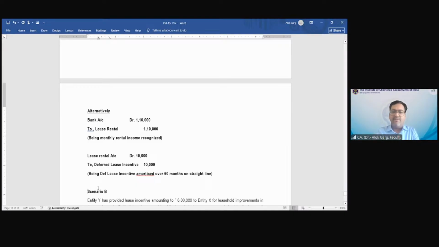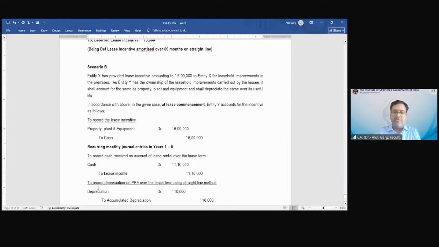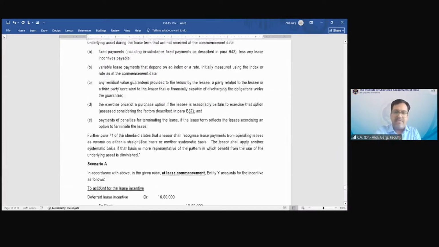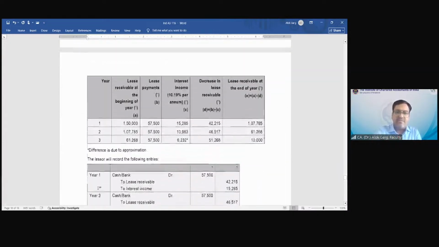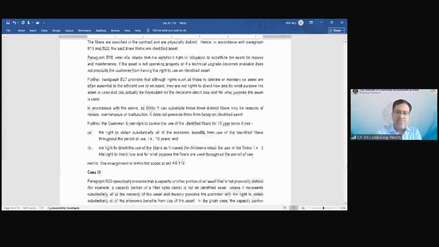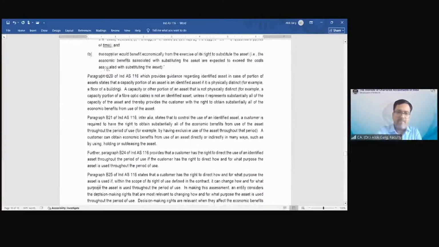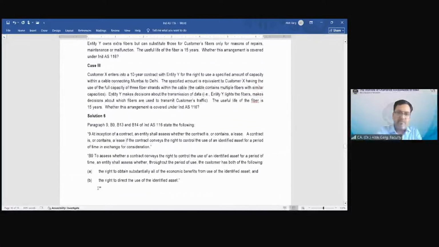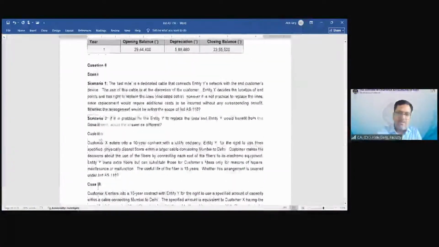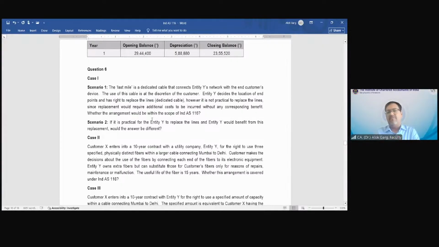So we have covered question number 5 and question number 8. Now we will discuss question number 6. This question is on identified asset, which is substantive substitution right, which is on right to control the use of an asset as well.